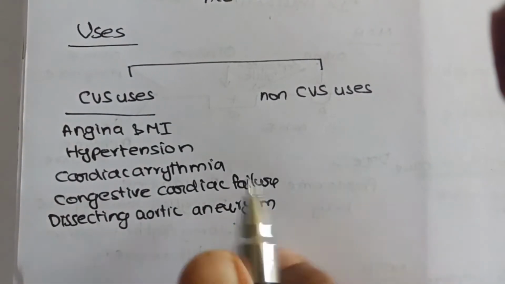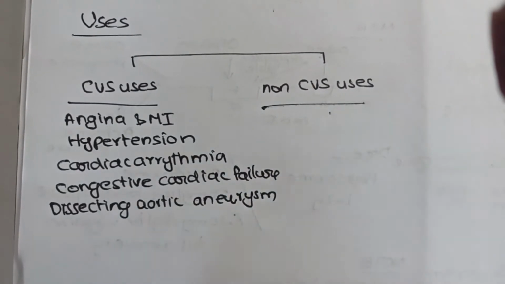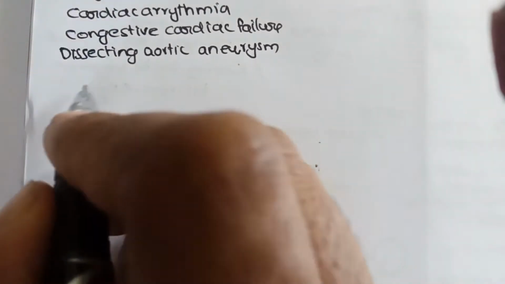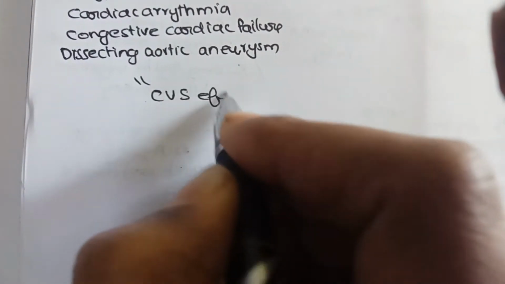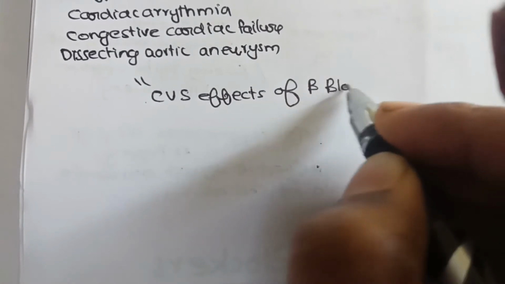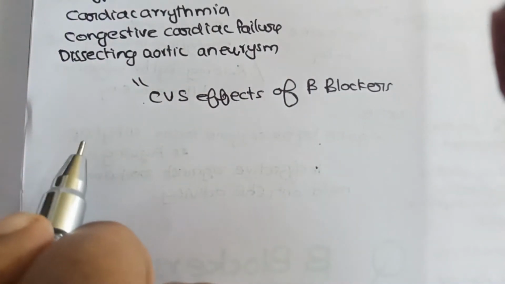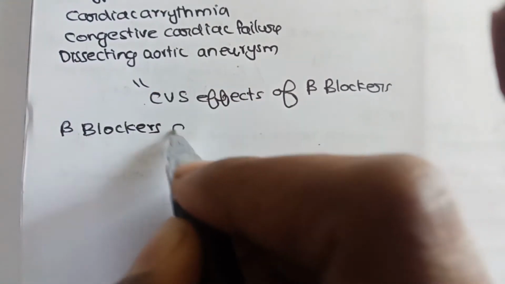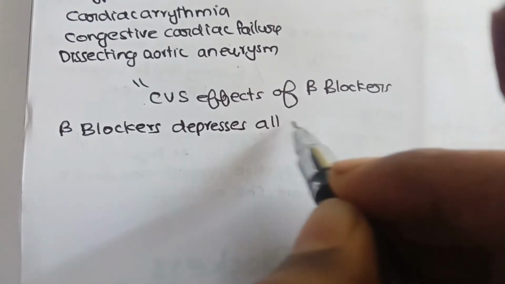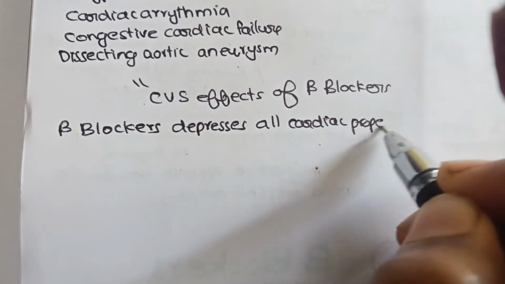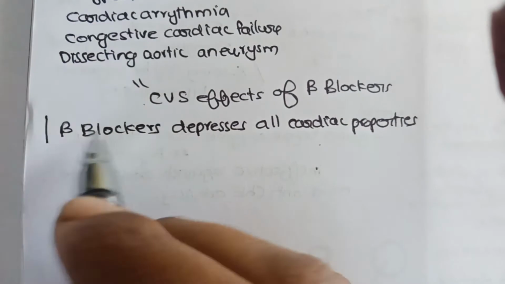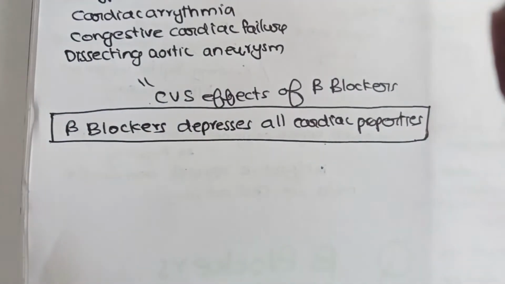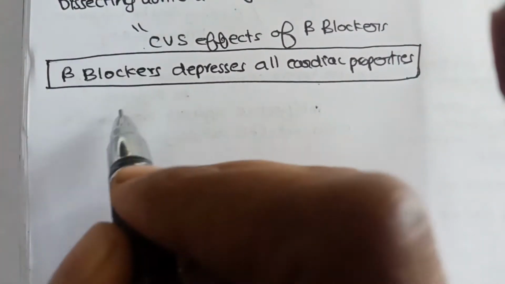We will check the non-serious uses later, but before that, we should understand why beta blockers are widely used in serious cases. So let us understand what the serious effects of beta blockers are. In a sentence, we can say that beta blockers depress all or maybe most of the cardiac properties. So what all can they depress?